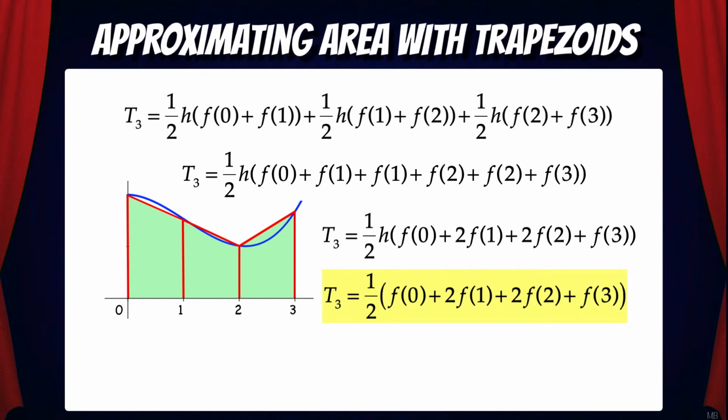If we need to get a final numerical value, we can just calculate f of 0, f of 1, f of 2, and f of 3, and then just do the arithmetic according to the equation.